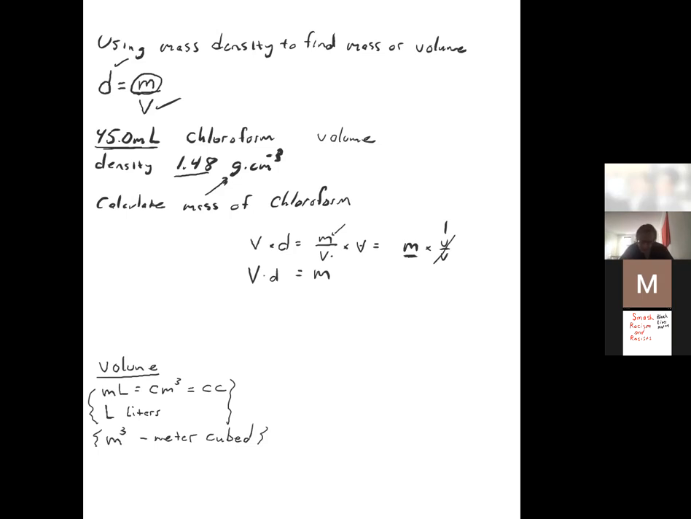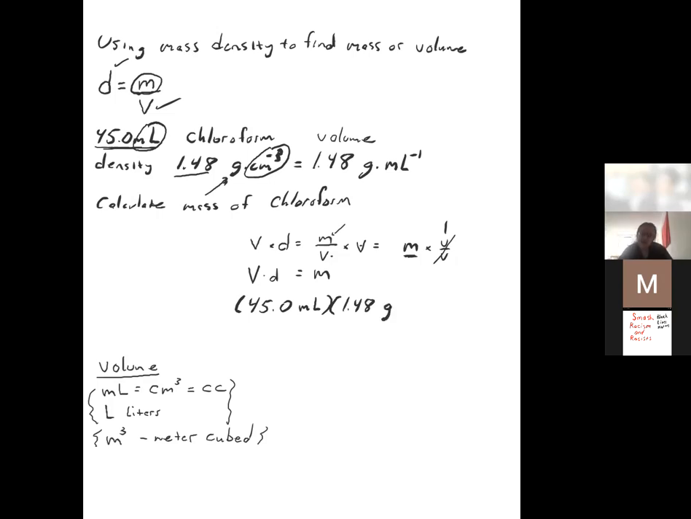Our units are okay because, again, a milliliter is the same thing as a centimeter cubed. Just to make it clear, I'm going to write this as 1.48 grams times milliliters to the -1. Milliliters is a centimeter cubed, so now we can go ahead and use that. The volume is 45.0 ml, and our density is 1.48 grams.